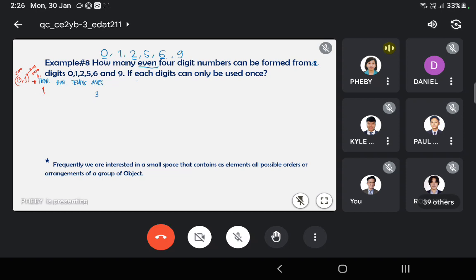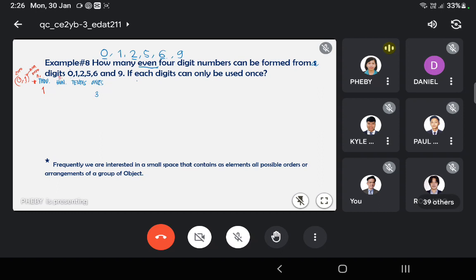Pwede siyang maging 1, 2, 5, 6, or 9. Gets? Okay na po? Okay. So, I think naintindihan naman. So, that is for our n sub 1.